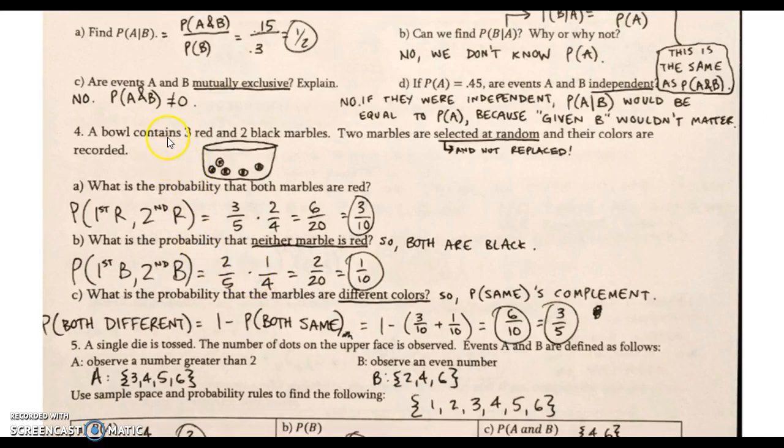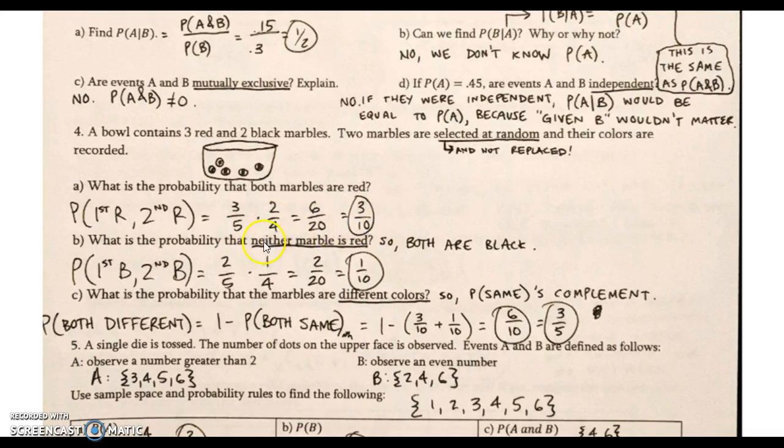For number 4, we have a bowl containing 3 red marbles and 2 black marbles. Delightful. And 2 marbles are selected at random in class. Many students asked about this. They're not replaced. Their colors are recorded. The probability of the first one being red and the second one being red is the following probability. Notice that this denominator went down by 1 because we didn't put the marble back.